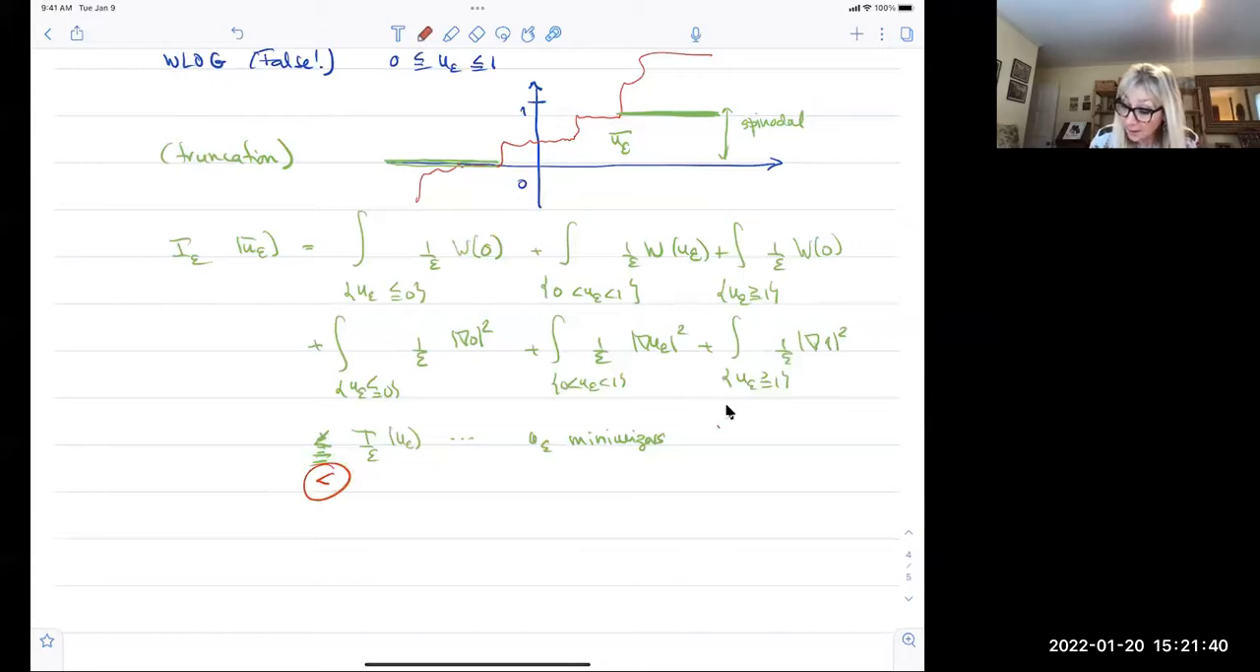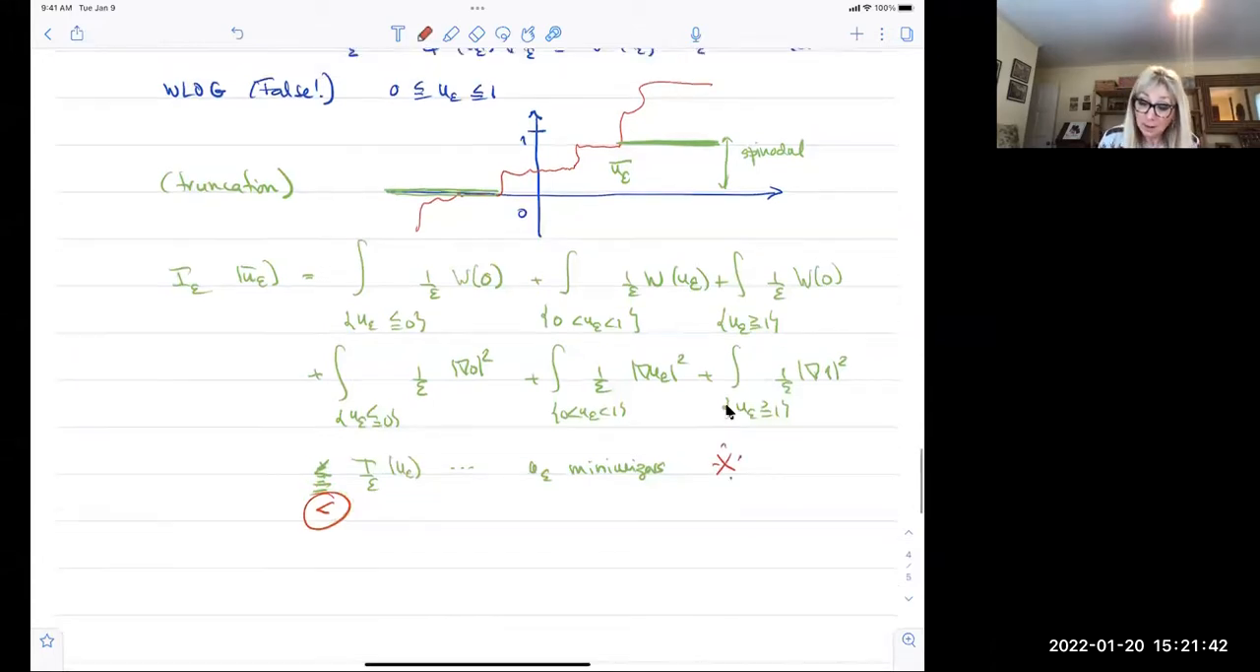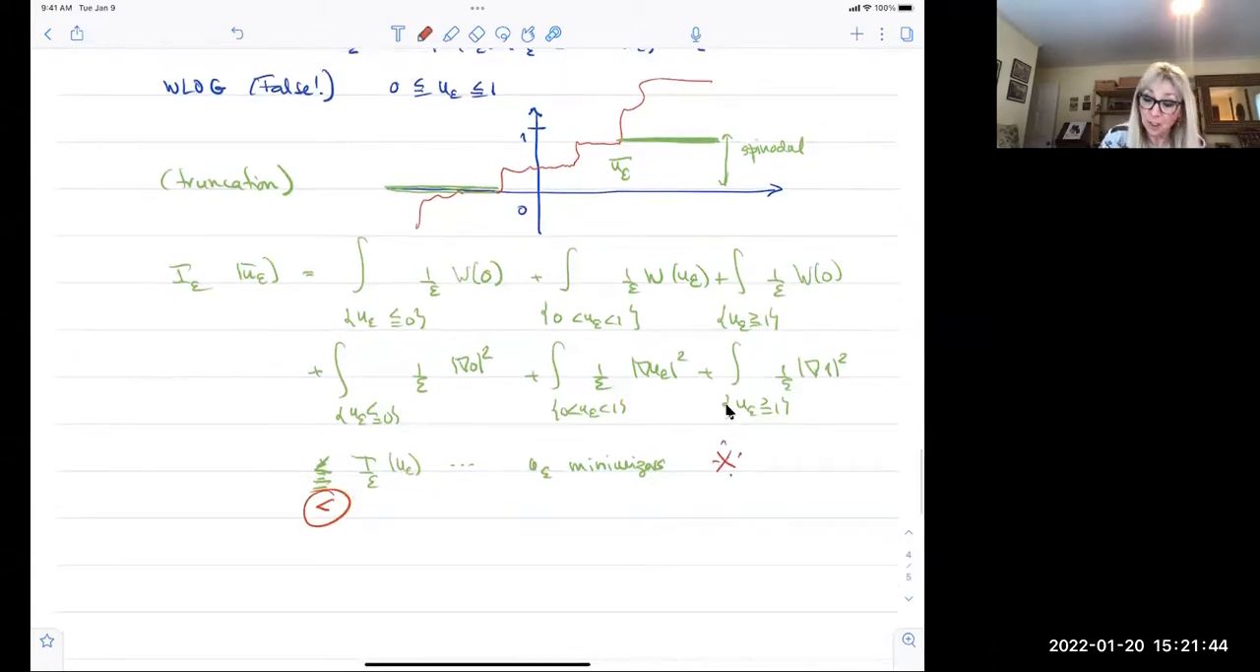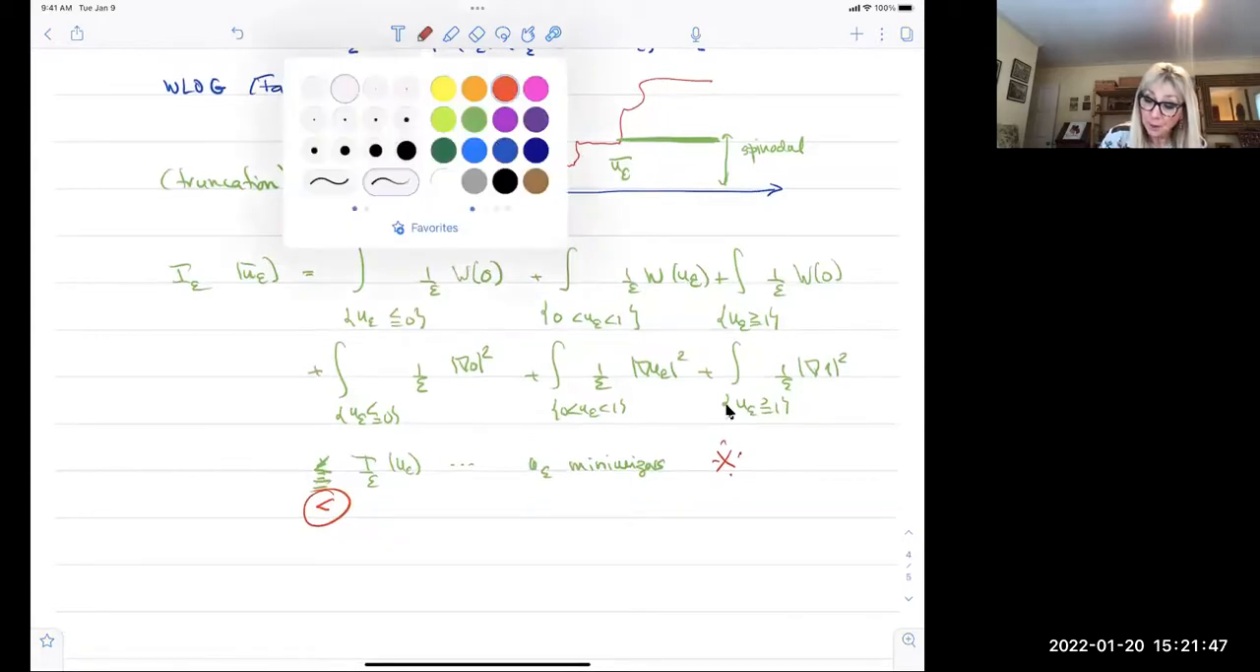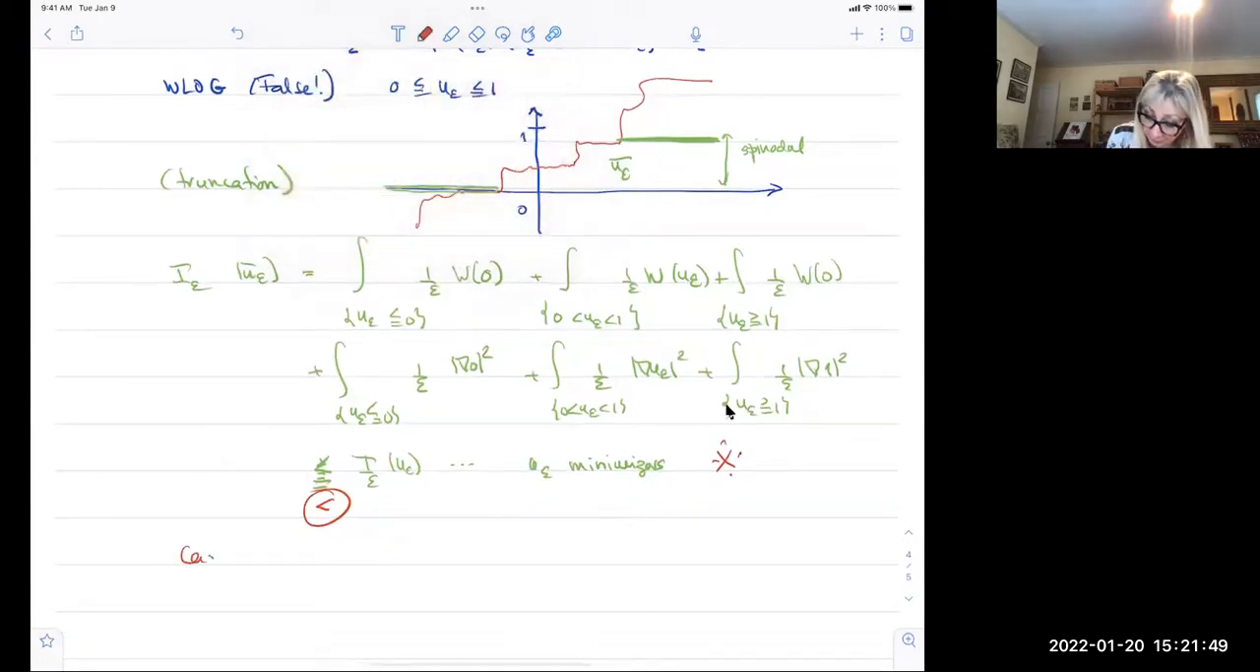Why do I say that this doesn't work? Because by doing this truncation, so that's why you have to be careful, because the average of this new function may be different from M. I may mess up the average, okay, with this truncation.